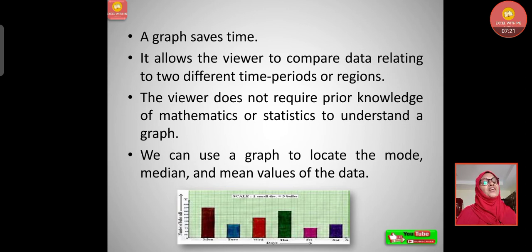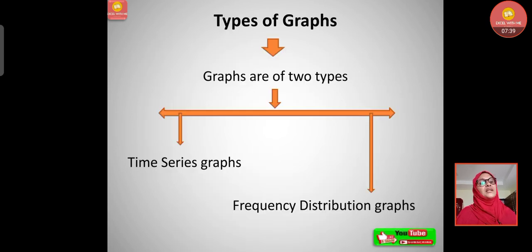Obviously, if a teacher is doing any research, the teacher need not be an expert in mathematics or statistics. Here we can use these graphical representations very easily. We can use a graph to locate the mode, median and mean values of the data, which are very important in our descriptive studies, descriptive research or descriptive data.